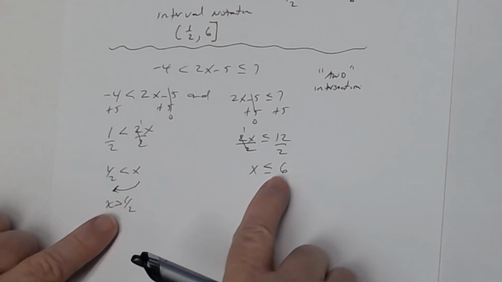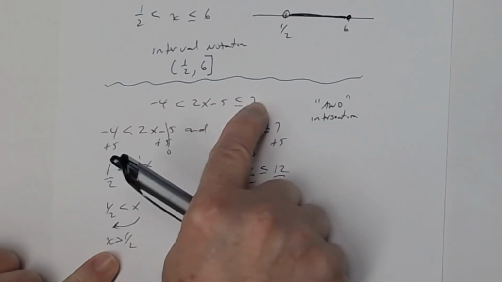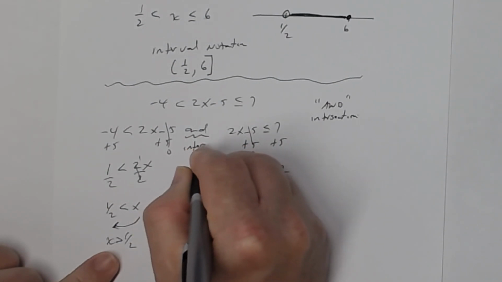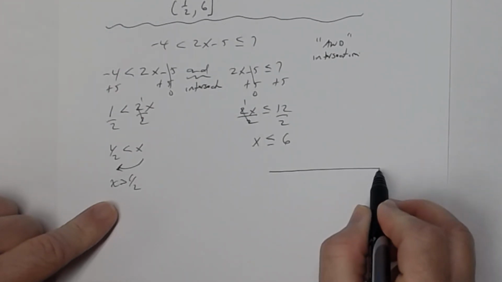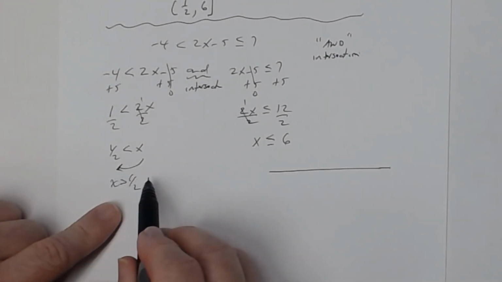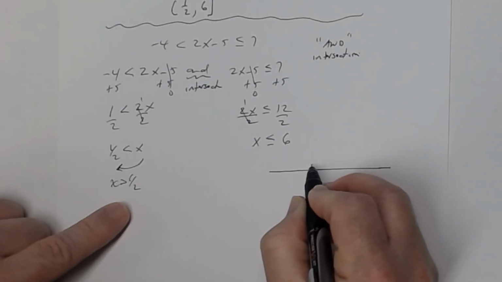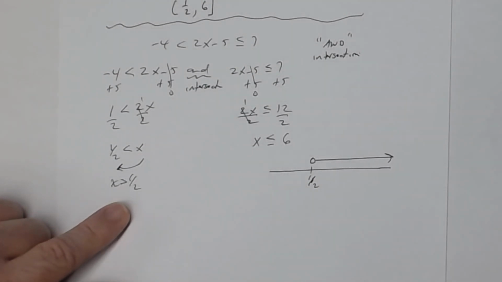Now, once I get to that point, I want to find the solution to the original compound inequality. That's where the and comes in. That's where that intersection comes in. And here's what you have to do. Think about this on the number line first. Let's graph this. X is greater than 1/2. So here's 1/2. Greater than is going to be an open circle going to the right.